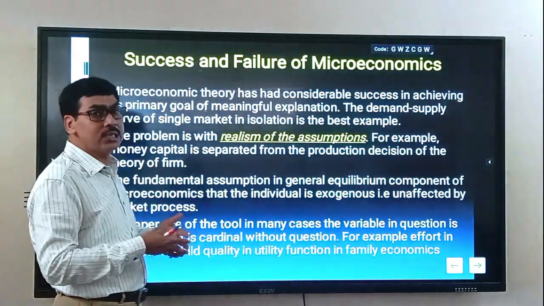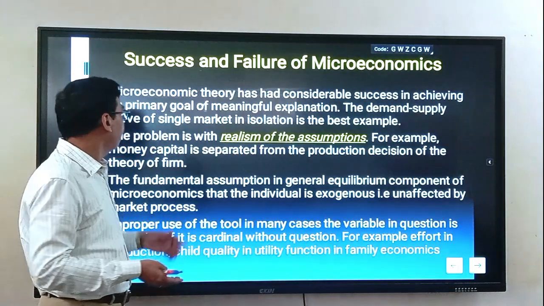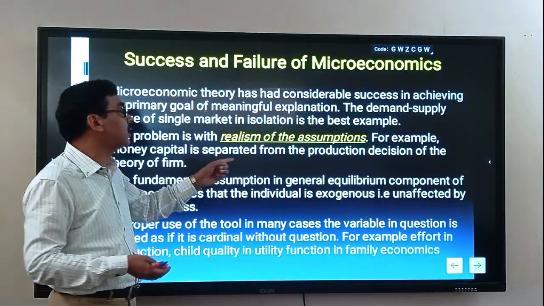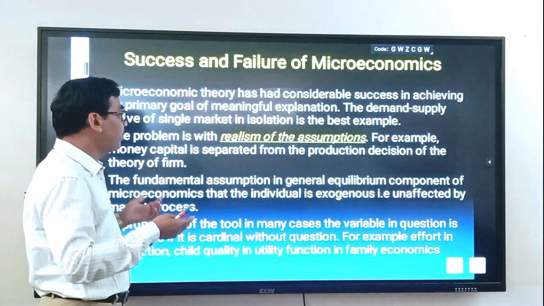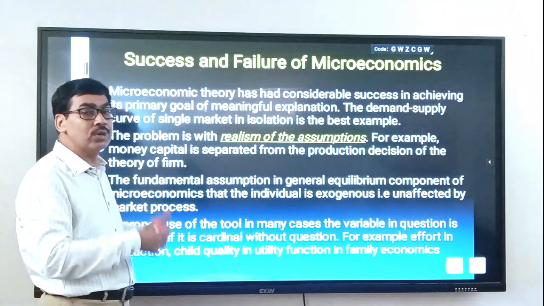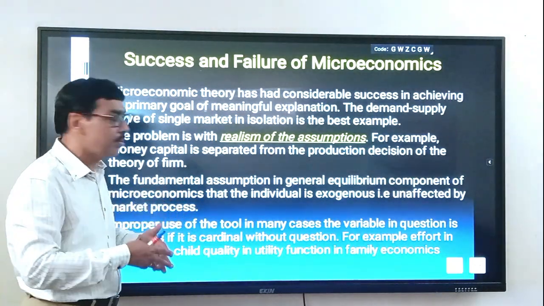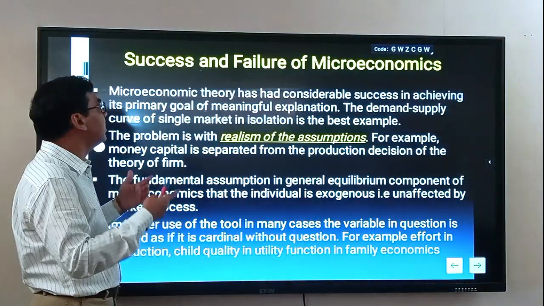There are so many assumptions which we are making or framing in order to have a theory. For example, money capital is separated from the production decision. When you study the producer firm's production decision, we do not bring the money capital into consideration, only the technology. So that is also a demerit, or a failure.